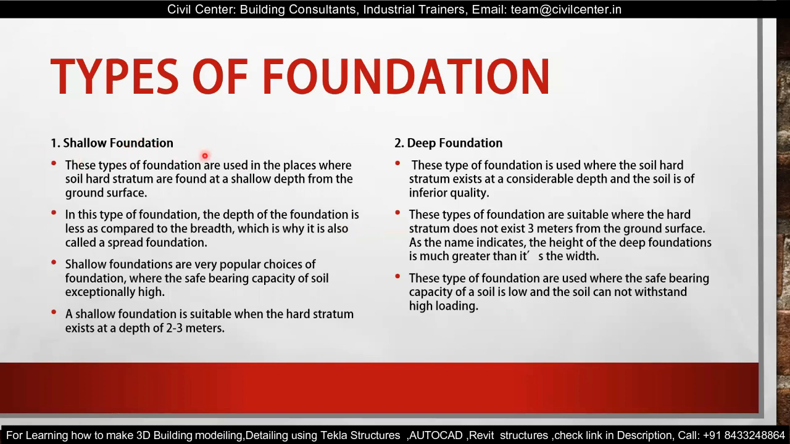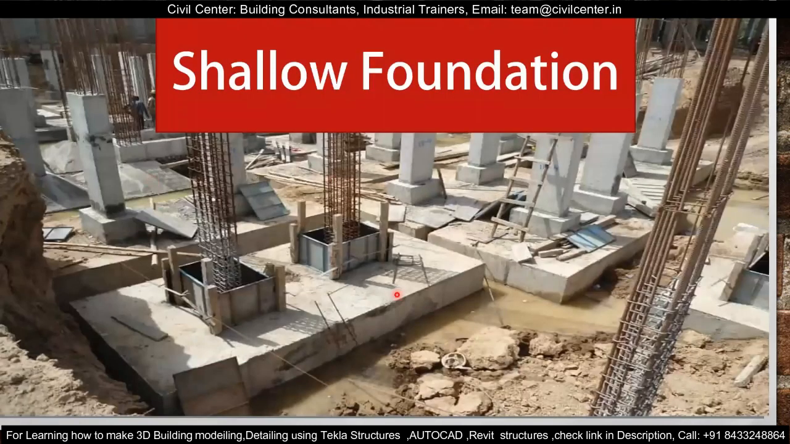First one is shallow foundation and the second one is deep foundation. Let's understand the shallow foundation first. So these types of foundation are used in the places where the soil hard stratum is found at a shallow depth from the ground surface. What does this mean? If you are working at any site where you can find hard soil at a shallow depth, that means you don't have to go deeper, then you can construct the shallow foundation over there.